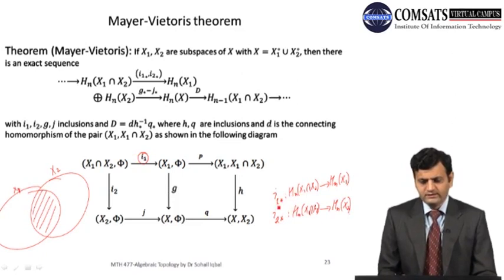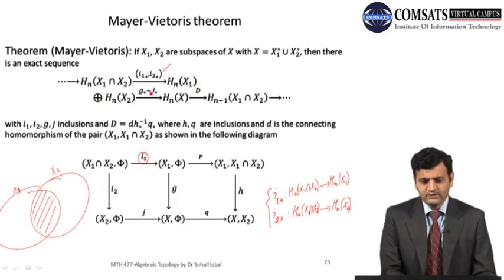Now I can take these two maps and define this map. So first apply I1 star on these elements and get the elements of Hn X1, and then apply I2 star on this and get the elements of Hn X2, and take their direct sum.